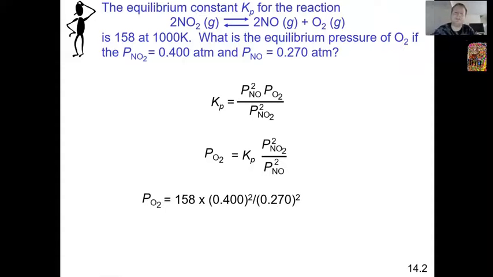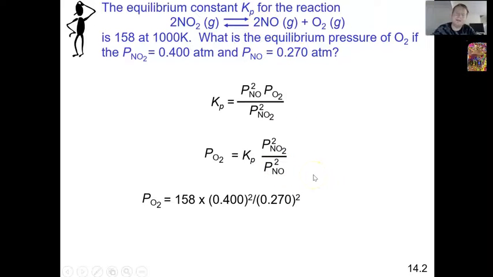But then we go to put things in. This is just showing that our constant was 158. So that's Kp. That got put in right there. And then our pressure of NO2 was 0.4 atm. And that value is squared, just like we squared it in our setup. And then finally at the bottom, our pressure of NO at equilibrium was 0.270. So then we square that too because that was how we wrote it, because of our 2 in front of it.